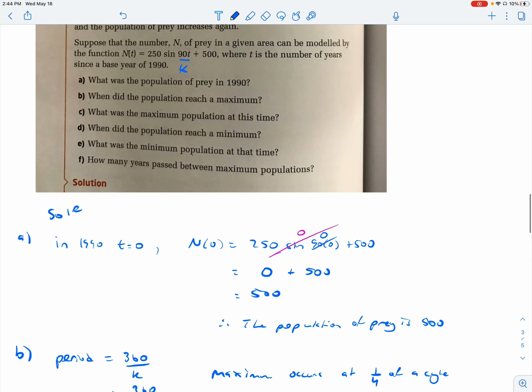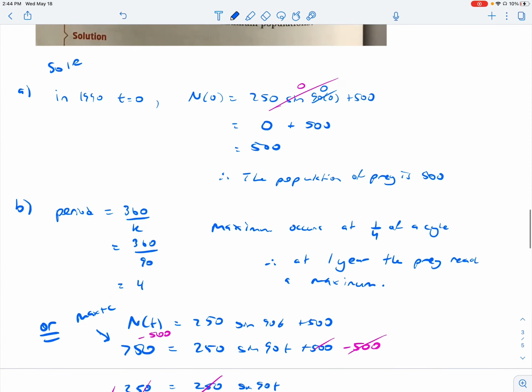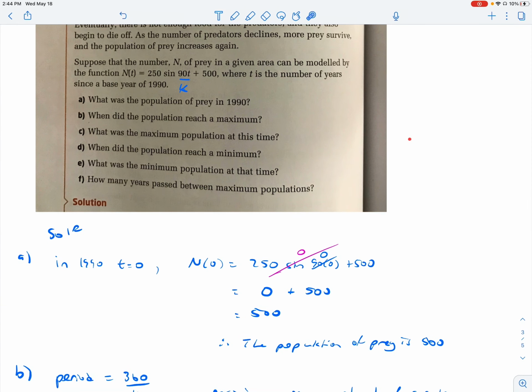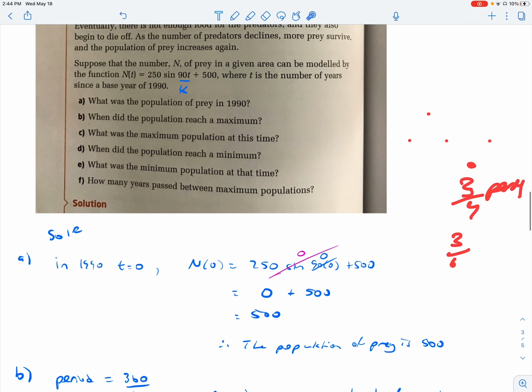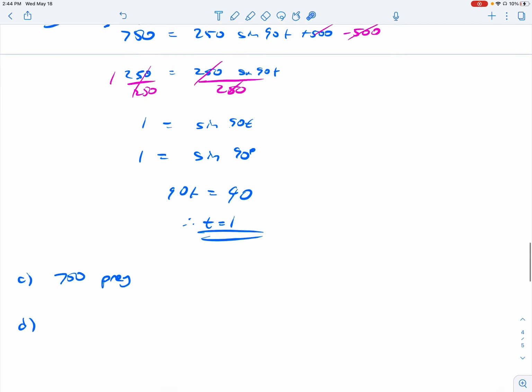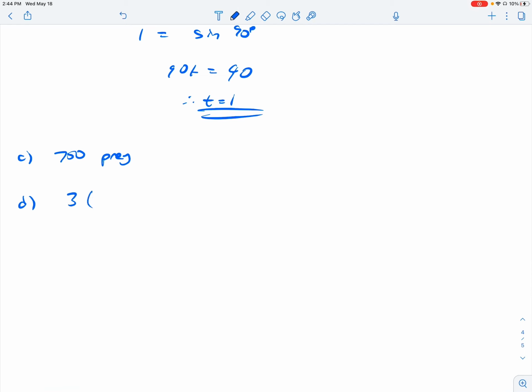Part D. When did the population reach a minimum? So if you remember how this sine graph starts, center line, max, center line, minimum. Okay, that's one full cycle. It's 3/4 of the way through. 3/4 of a period. So 3/4 of 4 is just 3. So it's going to take 3 years. Okay, 4 times 3/4 equals 3. So it takes 3 years.